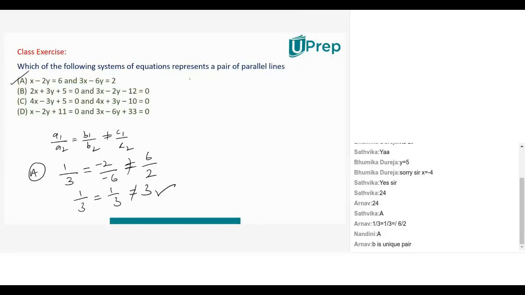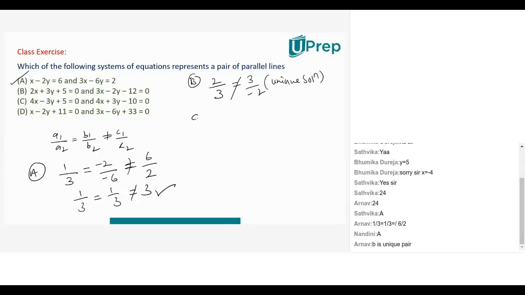A1 by A2, that is 2 by 3. B1 by B2, what is B1 by B2? 3 by -2. Obviously they are not equal. So obviously unique solution that represents two different line equations. So they have unique solution. What about option C?